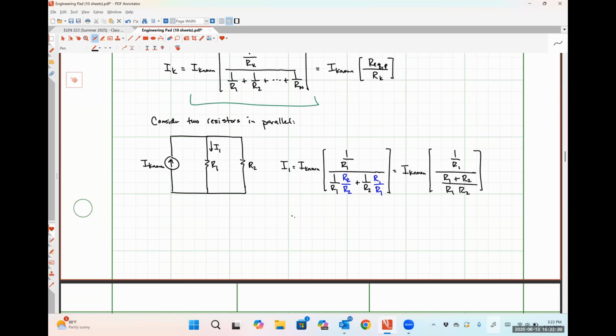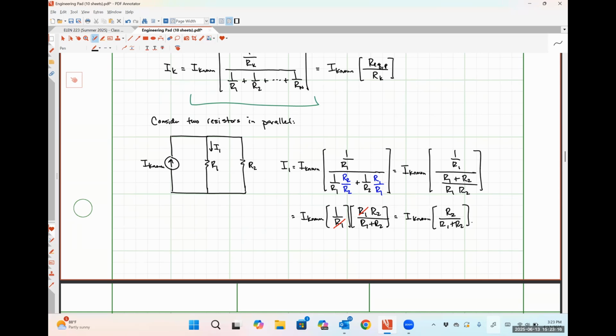So coming over here, that's the same thing as 1 over R1 multiplied by R1 times R2 over R1 plus R2. And we can see very easily that this R1 cancels that R1, and we're just left with I known times R2 over R1 plus R2.